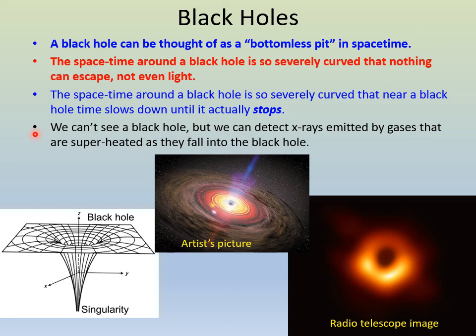We don't actually see the black hole because light can't escape from it, but we can detect the X-rays that are emitted by gases that are superheated as they fall into the black hole. So in this artist's rendering here, we see a black hole in the center, and this is the remains of maybe a star or something like that. All the matter here is swirling around and getting sucked into that black hole. But as it falls into the black hole, the gas is superheated to millions of degrees and it emits X-rays. And we can see those X-rays with X-ray telescopes. This is a radio telescope image of a black hole.